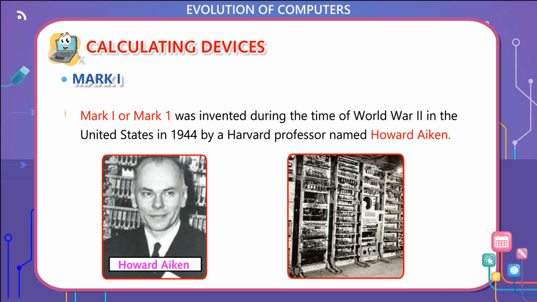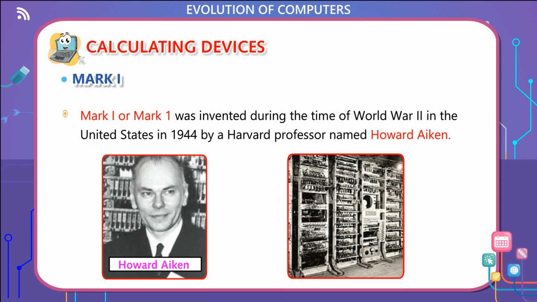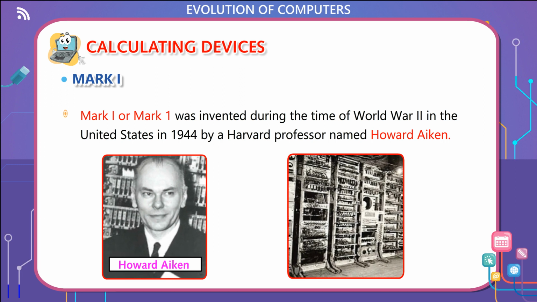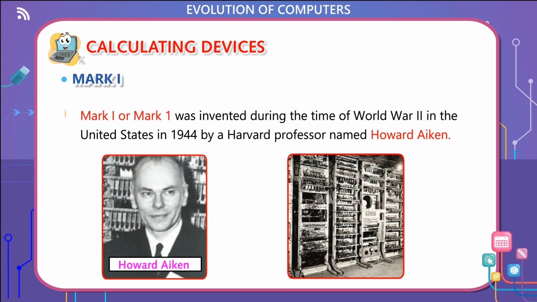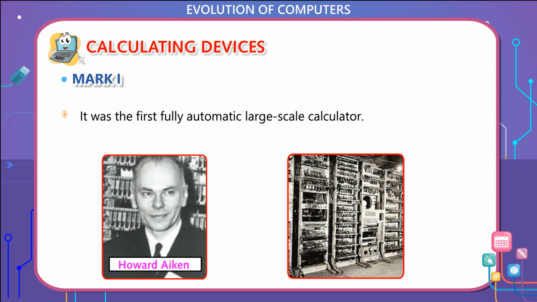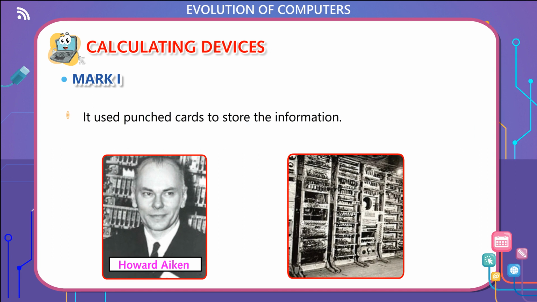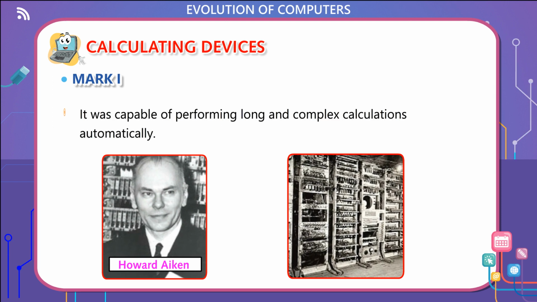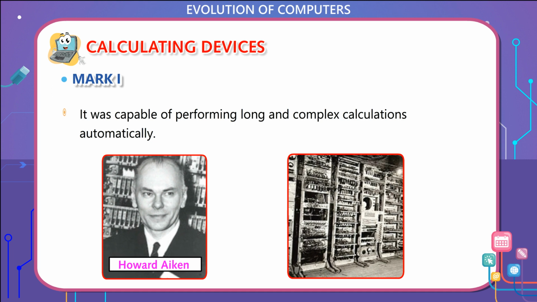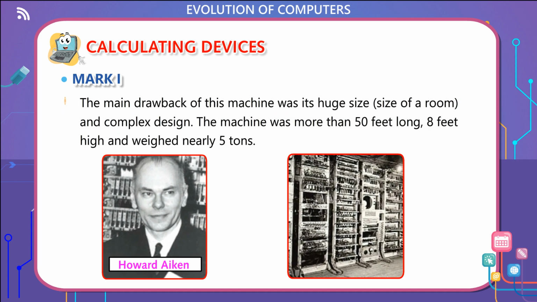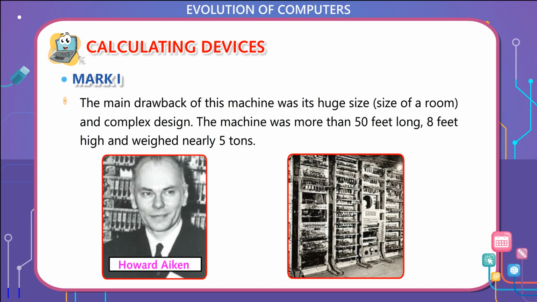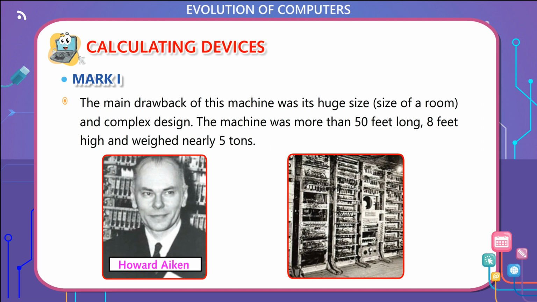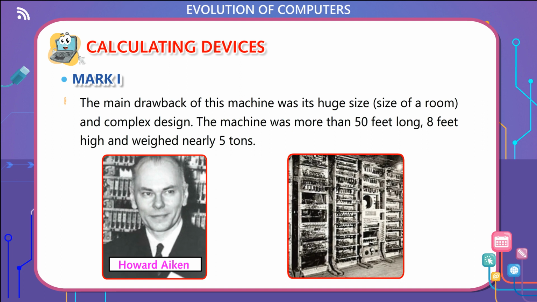Mark I. Mark I was invented during the time of World War II in the United States in 1944 by a Harvard professor named Howard Aiken. It was the first fully automatic large-scale calculator. It used punched cards to store the information. It was capable of performing long and complex calculations automatically. The main drawback of this machine was its huge size, the size of a room, and its complex design. The machine was more than 50 feet long, 8 feet high, and weighed nearly 5 tons.